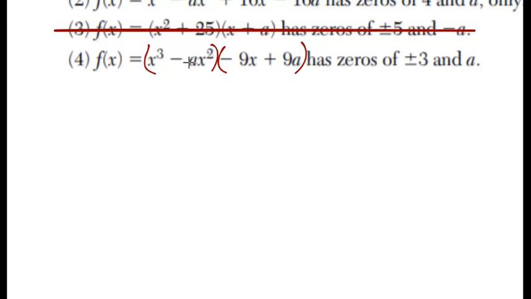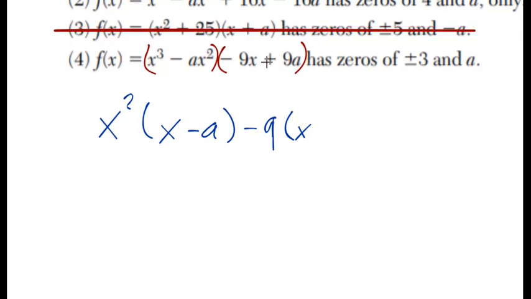So x cubed and minus ax squared share an x squared. That's the largest factor they share in common. So that's x minus a. And then -9x plus 9a, we're going to factor out a -9. What we're left with becomes an x. That's a 9, by the way. And then when we pull off the -9, the positive becomes a negative, and we're still left with an a.